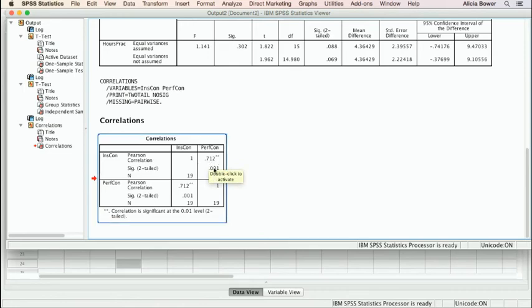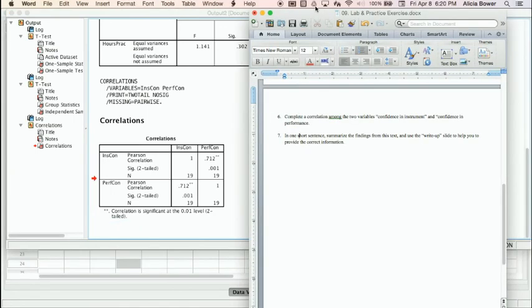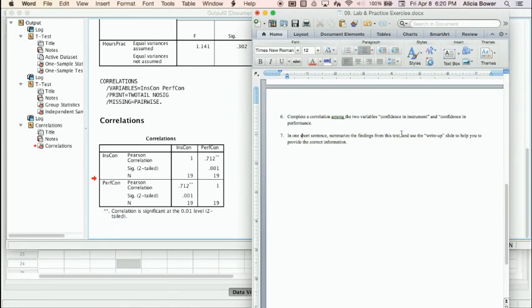It is significant. And so if I go back to this, in one short sentence, summarize the findings from this test, and use the write-up slide to help you provide the correct information. So again, sorry, I have a cold.